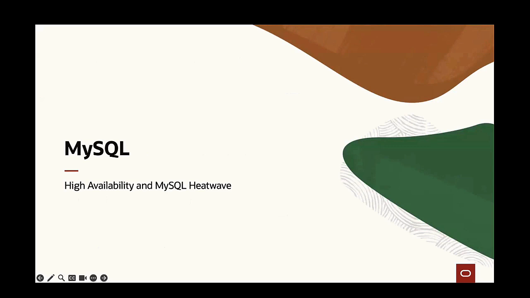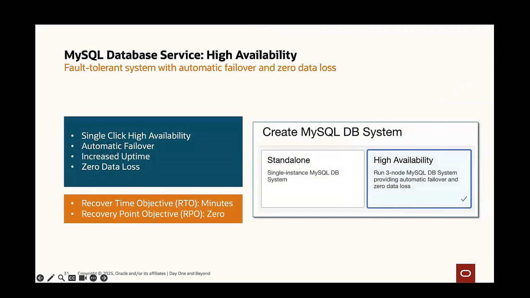So we'll talk a little bit about MySQL Database Service within OCI and then also discuss MySQL HeatWave. So with MySQL Database Service, you can choose to create the system in OCI through the console. The screenshot is showing you just how to do that. And you can also choose to create it to be more suited for high availability. So you can actually create a 3-node MySQL database system, which will provide you with automatic failover and zero data loss. You can also choose to just create a single instance one as well.